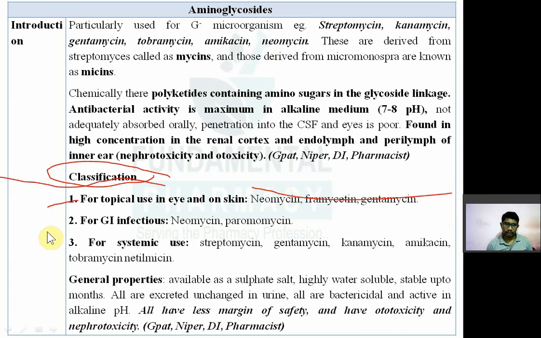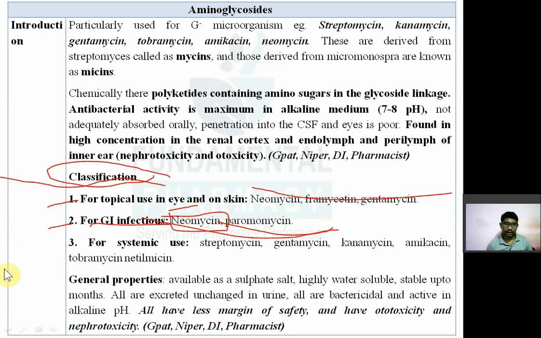And aminoglycosides used for GIT infection, gastrointestinal tract infection, are neomycin and paromomycin. Out of that, neomycin is mostly used topically. It is used in some kinds of GIT infection. This drug is very poorly absorbed from the stomach, and that's why it acts as an intestinal antiseptic. That's why it is used in GIT infections locally, providing a local antiseptic effect: paromomycin and neomycin.